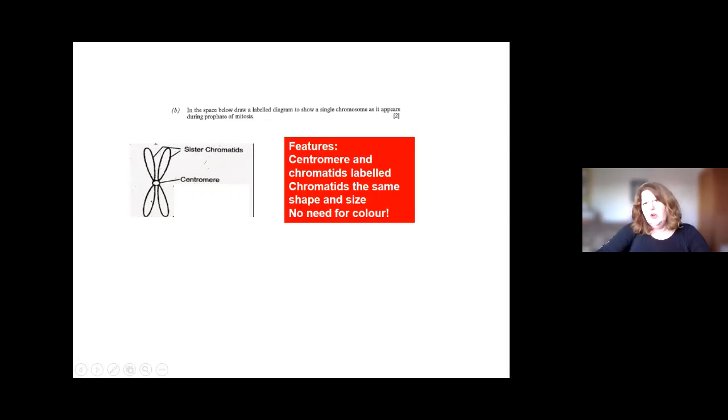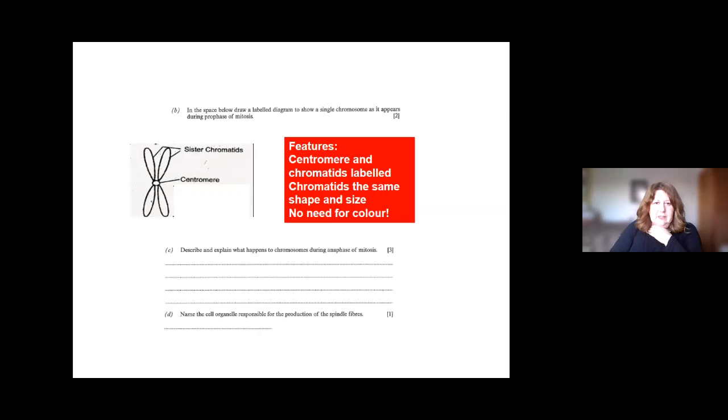So we can see the features there. Sometimes questions ask you to label them as well, so make certain you can label them. It says a labeled diagram in this case. They don't always, but just look out for that as part of the question. You don't need to colour them in or shade them in, just a simple line drawing like that. But remember, keep each chromatid the same shape and the same size.